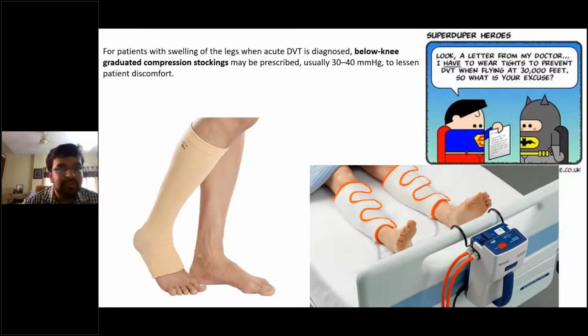Also, for patients with swelling of legs with acute DVT, below knee graduated compression stockings may be prescribed. These compression stockings help to promote the muscle pump, as we talked about earlier. These are intermittent compression machines, basically used in the wards for patients who are chronically immobilized, and this prevents DVT in chronically bedridden patients. Okay, so this is the secondary prevention of DVT.